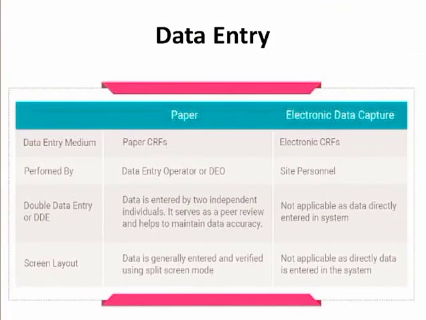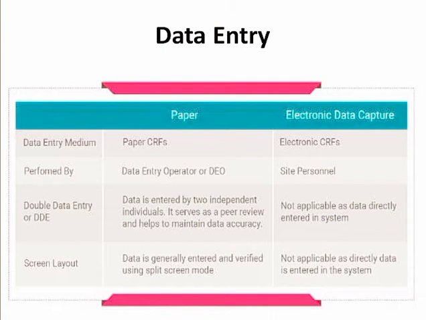The next is data entry. In data entry, there is a flow chart covering the data entry medium for paper and electronic data capture. In data entry medium, paper CRF is used for paper studies and electronic CRFs are used in electronic data capture. Data entry is performed by a data entry operator, or DEO, for paper, and by site personnel for electronic data capture.